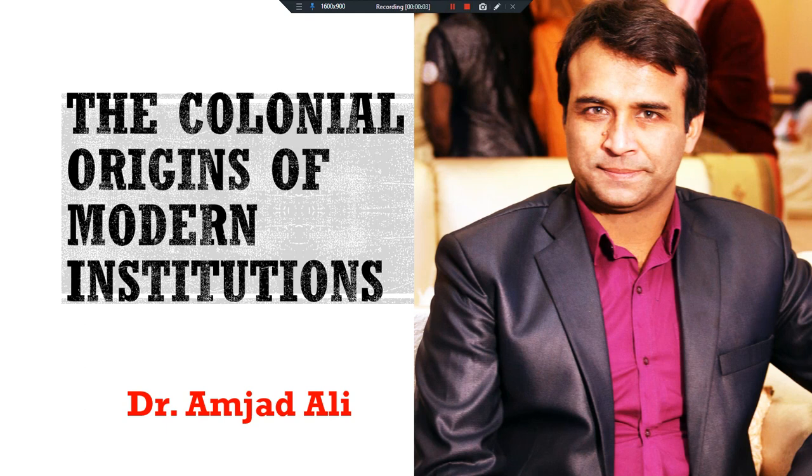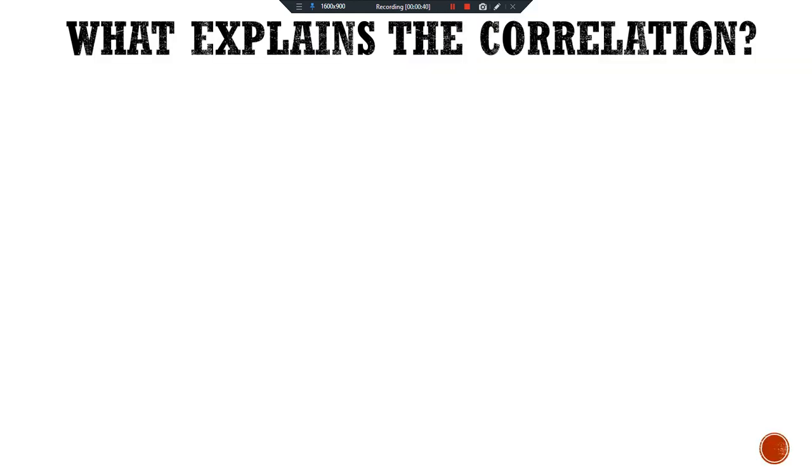In this video we are going to discuss a case study, the colonial origins of modern institutions. Dear scholars, international data show a remarkable correlation between latitude and economic prosperity. Nations closer to the equator typically have lower levels of income per person than nations further from the equator. This fact is true in both the northern and southern hemisphere, as in the case of the US. So here we have the main question: what explains the correlation?